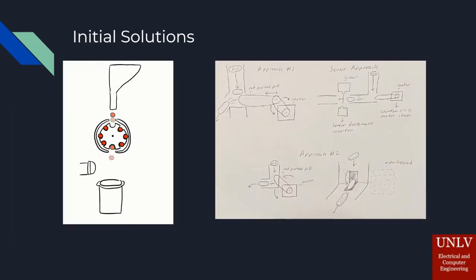So our initial solutions were a bit different. On the left, we have one of our first solutions that we thought of, which was like a revolving gear, and with this, we figured that only a specific pill of the same size could be used in this solution. And then on the right, we have our other approach that was a rod that would poke the pill basically to move the pill to the sensor and count it.